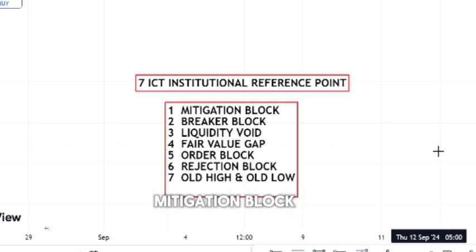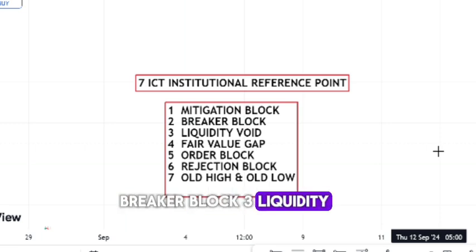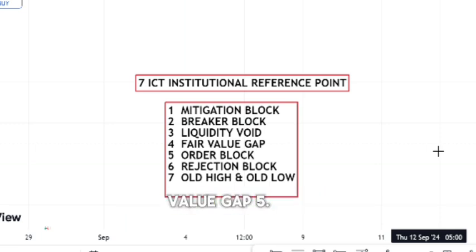Number 1 is the mitigation block, number 2 is the breaker block, 3 liquidity void, 4 fair value gap, 5 order block, 6 rejection block, 7 hold high and hold low. So let's dive into the video as I explain this basically.